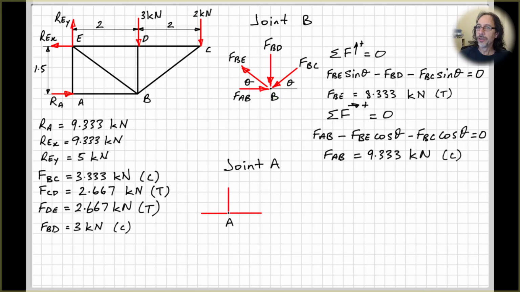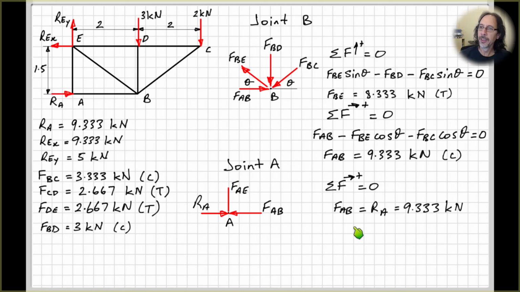So if we're now going to look at joint A, we've got some of the forces already, but we can do this as a check. FAB we've just calculated, and RA we calculated before as our reaction force, and then we've also got our force here, FAE. And I think you can quickly see that FAE is going to be 0. But let's deal with the horizontal forces first. So FAB equals RA equals 9.33 kilonewtons. So that checks out with what we had before.